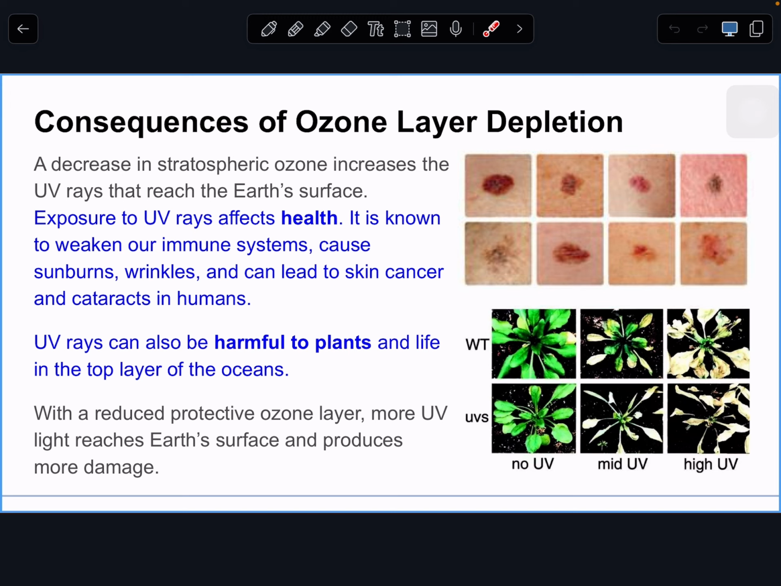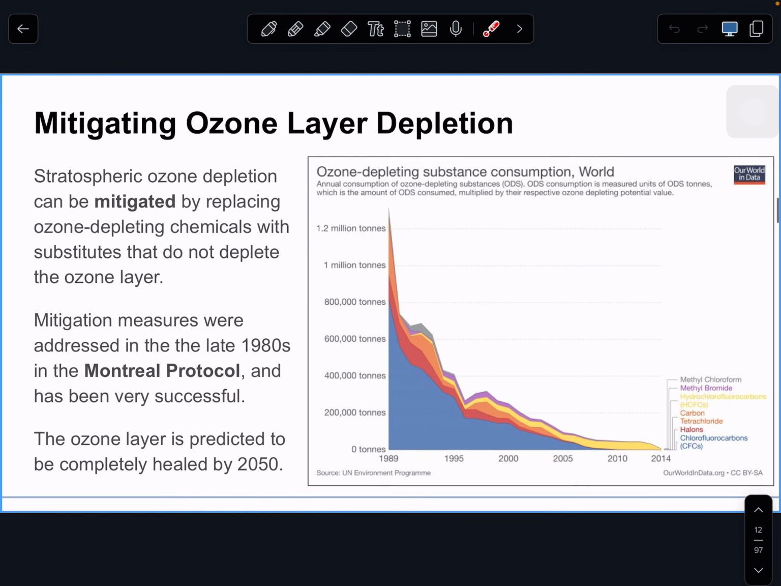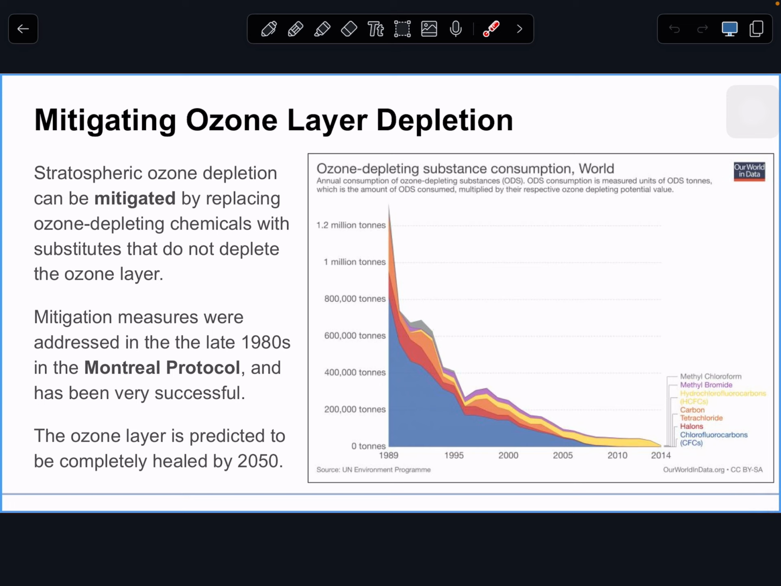Not only for humans, UV rays can also be harmful to plants and life on the top layer of oceans. So it's not just a human thing, it's a whole entire ecosystem thing. So how do we mitigate ozone depletion? Like the video said, we have the Montreal Protocol. The Montreal Protocol was a meeting where we all decided, let's stop using chlorofluorocarbons. Let's use something else. I know it's not highlighted in blue, but please write down Montreal Protocol, because it is a staple when it comes to talking about chlorofluorocarbons.